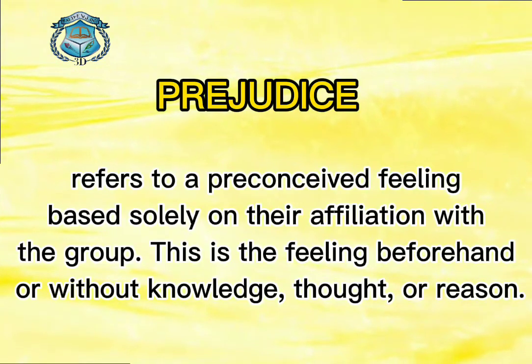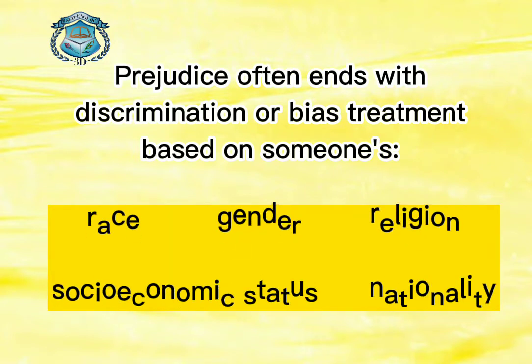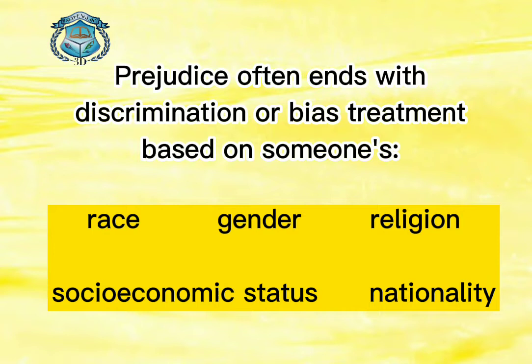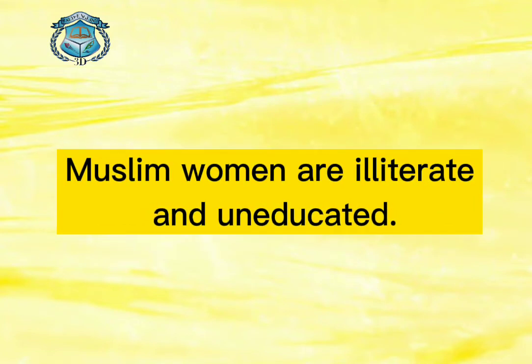On the other hand, prejudice refers to a preconceived feeling based solely on their affiliation with the group. This is the feeling beforehand or without knowledge, thought, or reason. Prejudice often ends with discrimination or biased treatment based on someone's race, gender, religion, socioeconomic status, and nationality. For example, some people think that all Muslim women are uneducated, so because they are Muslim, they are being judged and stereotyped by some people. This shows a prejudice against gender and religion.